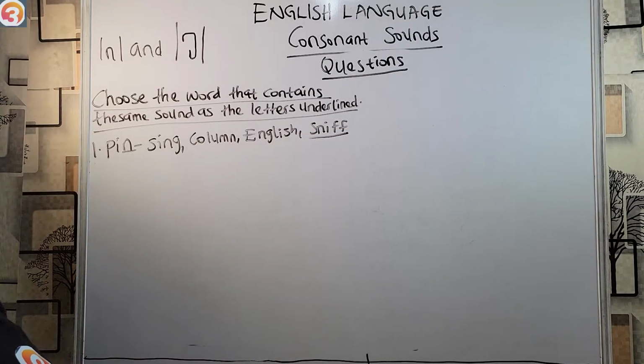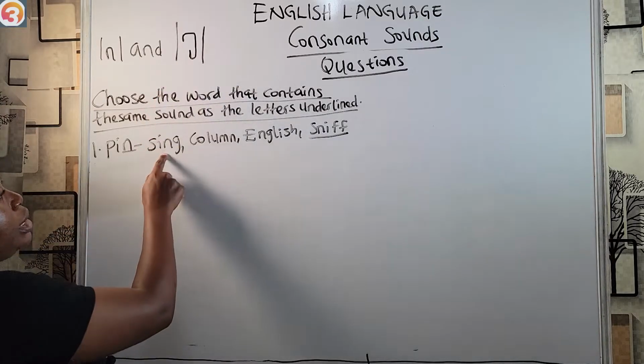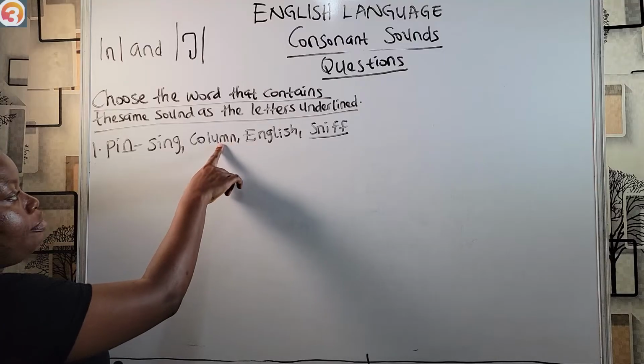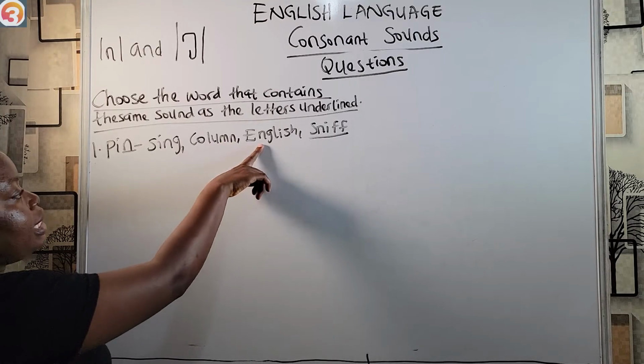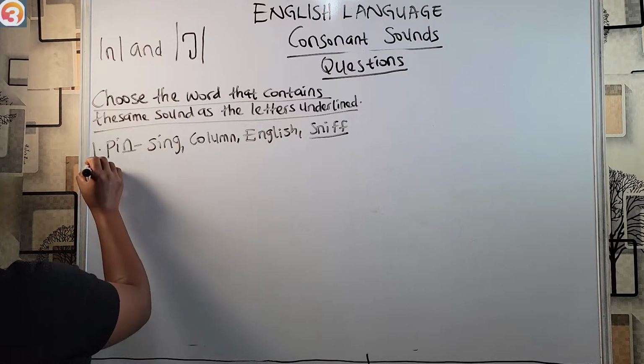Why? Because here we do not have the N sound, but the ng sound. This ng, column. Here the N is silent. N is coming before M at the end of the word, it's silent. And here we also have the ng sound rather than N. So our answer there is sniff.